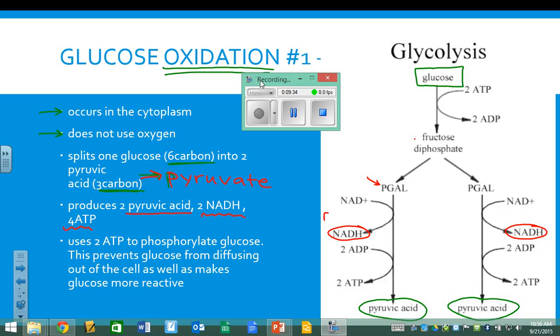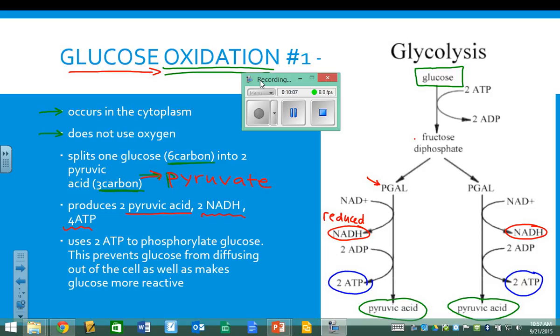So this got reduced. That's how I made NADH. If it got reduced, glucose had to be the one that got oxidized. So remember, if something gets oxidized, something else can be reduced, but they have to happen together. Now I also get, technically, 4 ATP. 2 there, 2 on the other side.